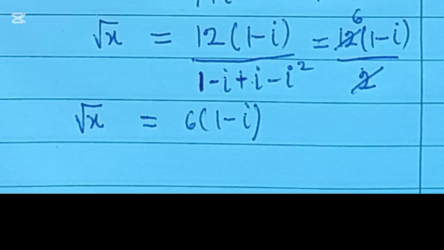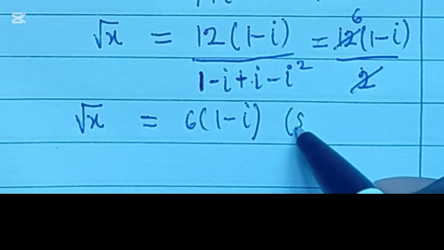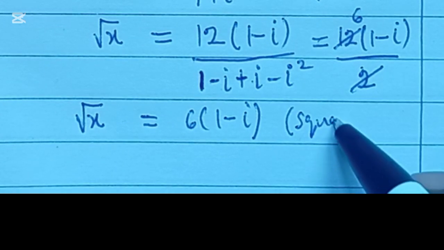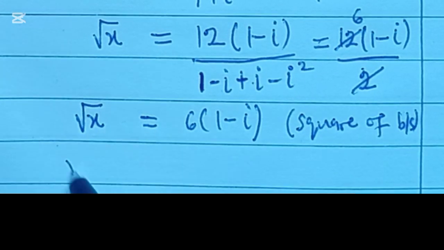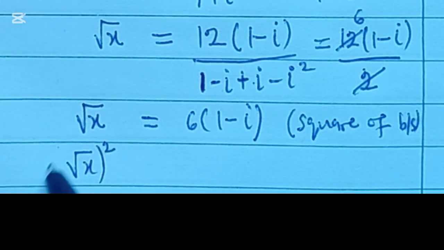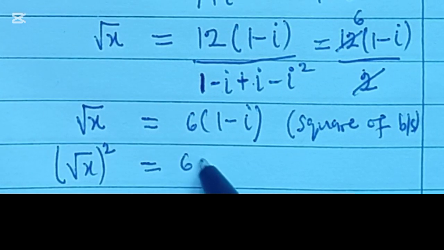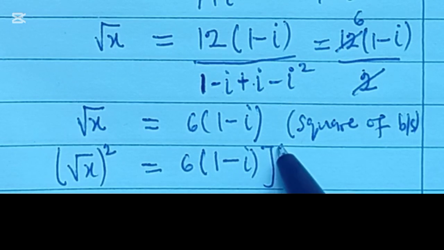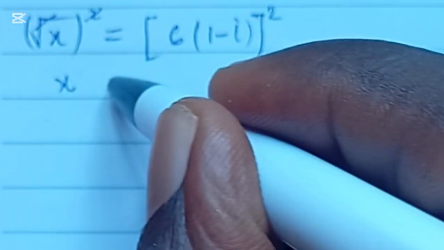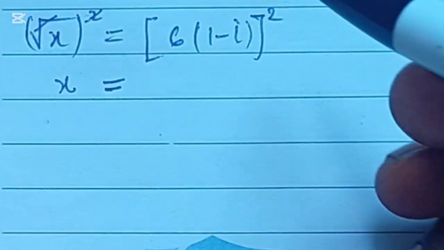All right. Now, what do we do to get the value of x? We take the square of both sides. Take the square of both sides, and when we take the square, this is what we get, the square root of x squared, and then 6 bracket 1 minus i, everything squared. The square cancels out the square root, and we are left with x on this side. We've gotten the value of x. All we have to do is to break it down even further.